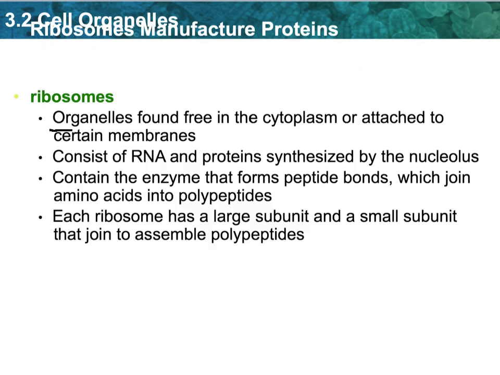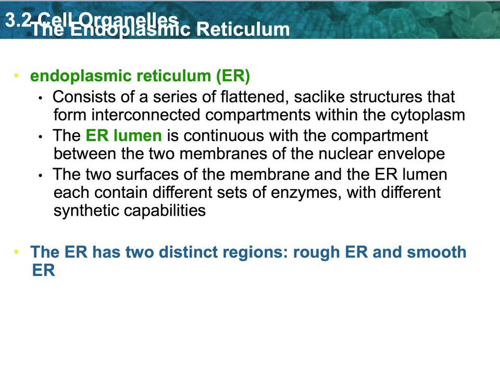Ribosomes are the organelles that can be floating around free in the cytoplasm, or remember they're attached to the ER to make the rough ER. They're made out of RNA and proteins, which is kind of a unique little thing. They contain the enzyme that forms the peptide bonds. We said that. Each ribosome is made out of a large subunit and a small subunit. Don't worry about that. It is a big deal, but not for this class.